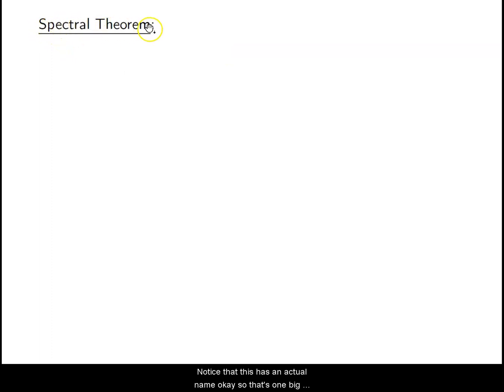Notice that this has an actual name. Okay, so that's one big clue. Whenever a theorem has an actual name attached to it, it's super important. I remember using this several times. I could easily count probably 8 different classes where this was presented over and over again, right? The spectral theorem is a very common theorem that pops up in applications. So let's get to it.